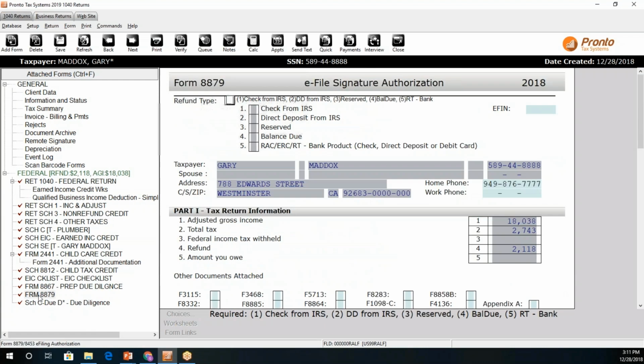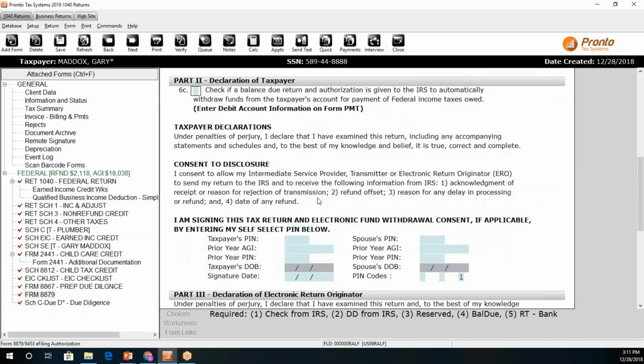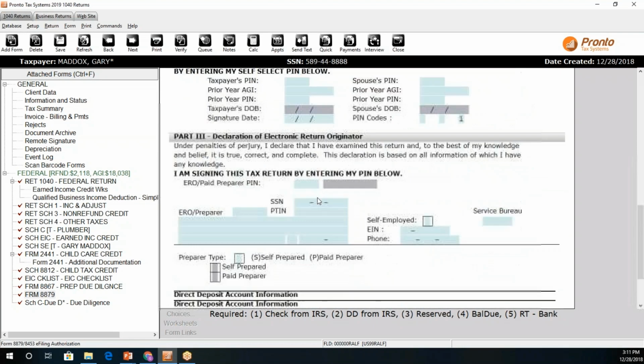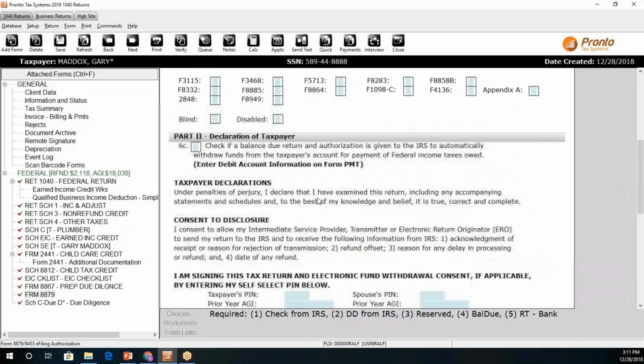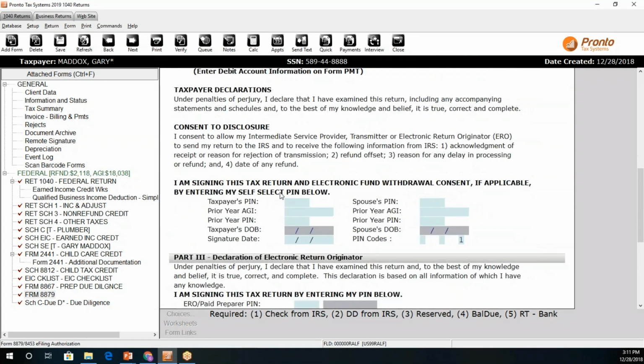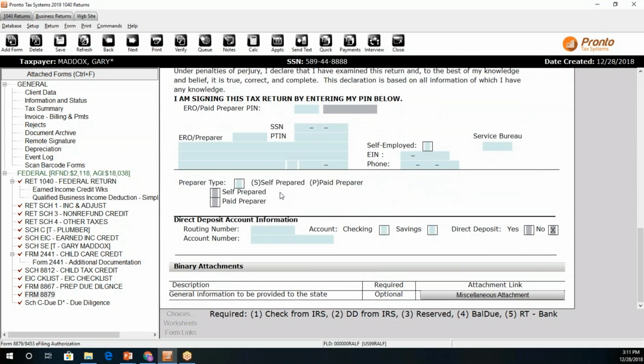And the form 8879. This is his e-file signature authorization. Again, you must have an EFIN in order to do this. And so that's there. So since he got a refund, he wants it sent to his home. Okay, so he does not want it directly deposited. So let's see here.